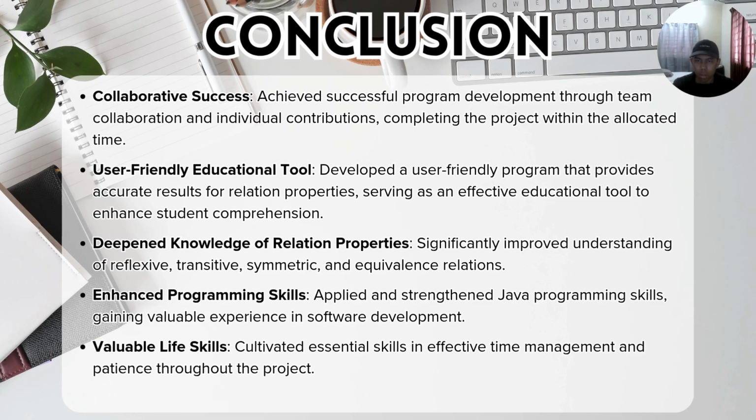Throughout the course of this project, we gained numerous valuable insights and lessons. Firstly, our knowledge of relation properties deepened significantly as we worked on this project. We became proficient at distinguishing between reflexive, transitive, and symmetric relations. In addition, we explored and understood the concept of equivalence relations, which are binary relations that satisfy all three conditions: reflexivity, symmetry, and transitivity. Secondly, we developed essential skills in creating a program using the Java programming language.